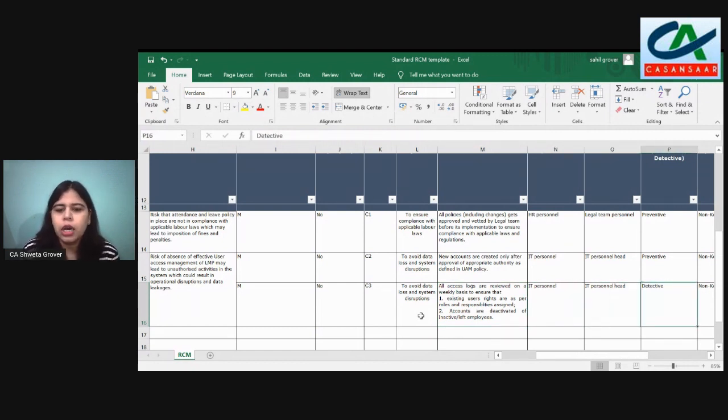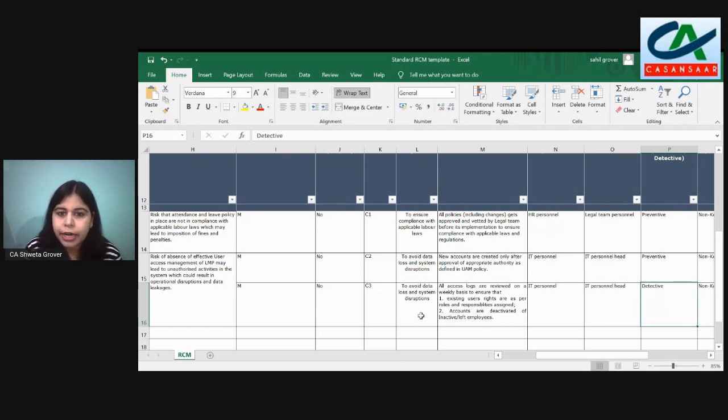Suppose on 1st of December one employee has left, but their account was not deactivated till 7th of December. Reason being, the person who used to handle these tasks is on leave, or somehow this got missed. So when these access logs were reviewed on 7th of December, it will come into picture that this account has not been deactivated for a left employee, and this has to be done. So this is very important.